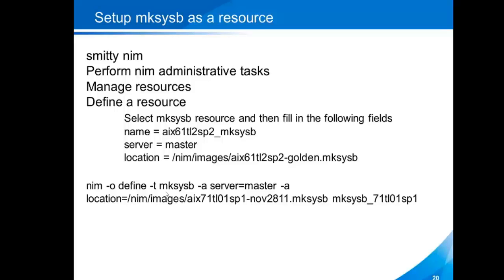So we're defining a type mksysb, we're telling it where to find it, and at the end we're giving it a name. From now on within NIM, when I refer to mksysb_71TL01SP1, or in the example above, the AIX61TL2SP2 mksysb, it will always know that it's referring to that specific location. What's nice about this is I can actually replace the actual mksysb image in /nim/images without rebuilding the resource definition.